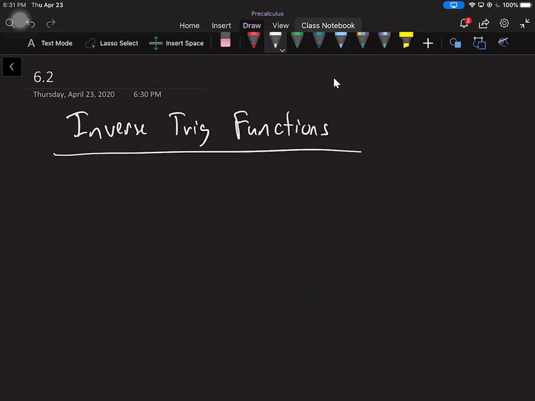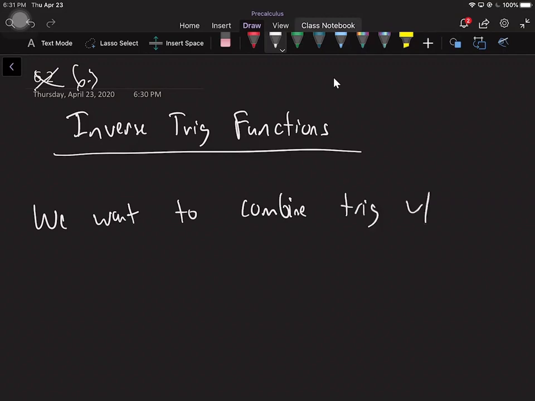Today we're going through section 6.3 called inverse trig functions. And here's the idea. We want to combine trig with inverses.